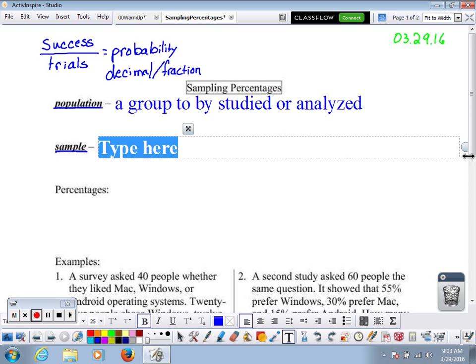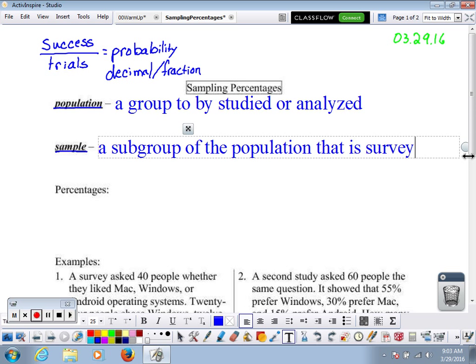Well, here's the problem with that. Let's say my population that I want to study is the entire student body of Brentwood Middle High School, and I want to know something about all of you. I want to know maybe what cell phone provider you use. I do not have time to ask all 700 to 800 people in this school what phone carrier they use. So what I do instead is I ask what's called a sample. Now a sample is a subgroup of the population that is surveyed about a topic.